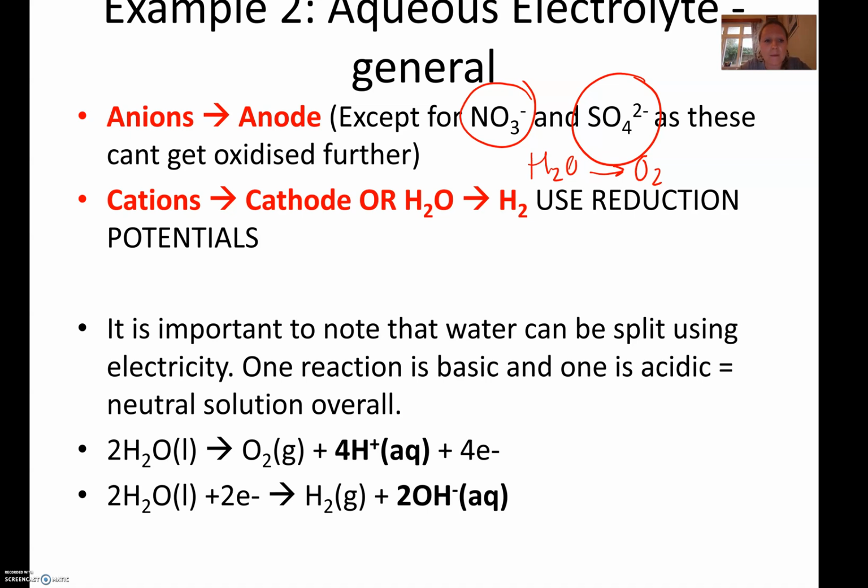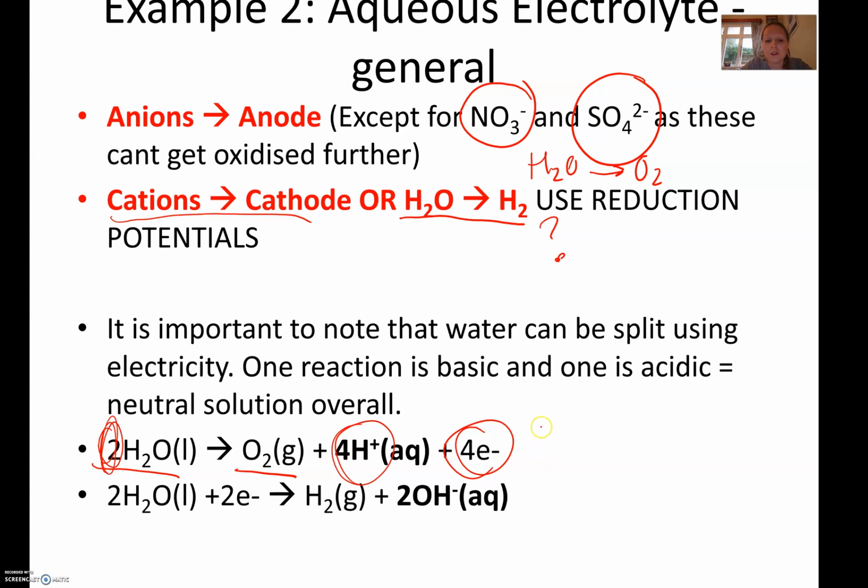The hard part here is, will cations go to the cathode, or will water get reduced? So to do this, we have to use reduction potentials, and we'll run through some examples soon. Just a quick note about water. So water can actually be split with a power supply, which means that it can actually undergo oxidation and reduction. So the water can be oxidized to oxygen. Okay, so if we balance this equation out, if water forms oxygen, you need to have 2 waters to balance the 2 oxygens. We then need to add 4H+, and then to balance the charge we need 4 electrons. Electrons are being lost, so it's an oxidation reaction.